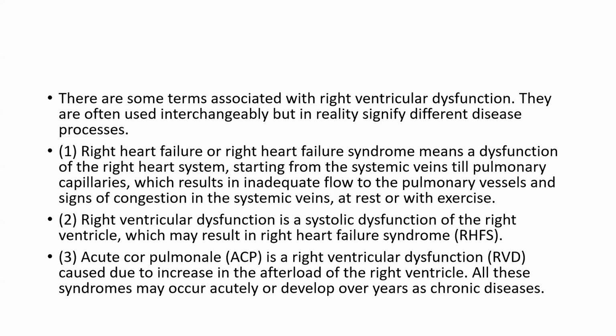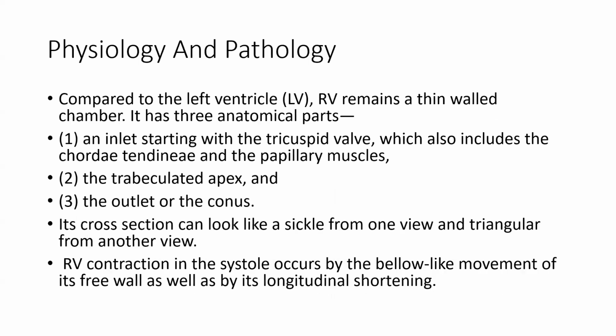Right ventricular dysfunction is the systolic dysfunction of the right ventricle, which results in right heart failure syndrome. Acute cor pulmonale is right ventricular dysfunction caused by an increase in the afterload of the right ventricle. All these syndromes may occur acutely or develop over a year as a chronic disease.